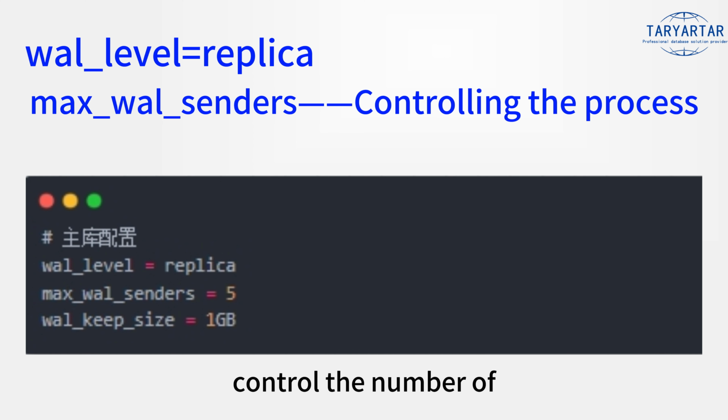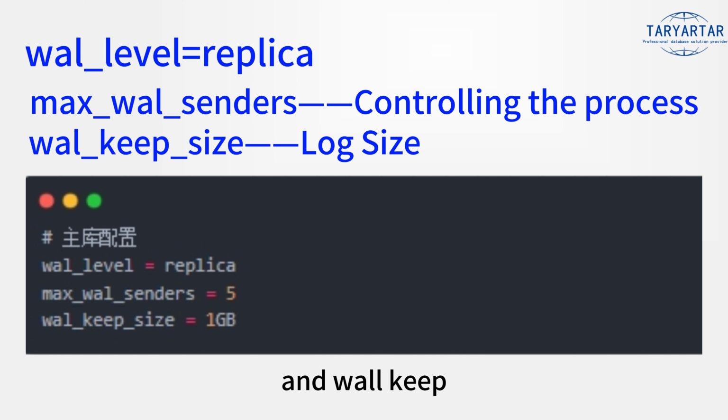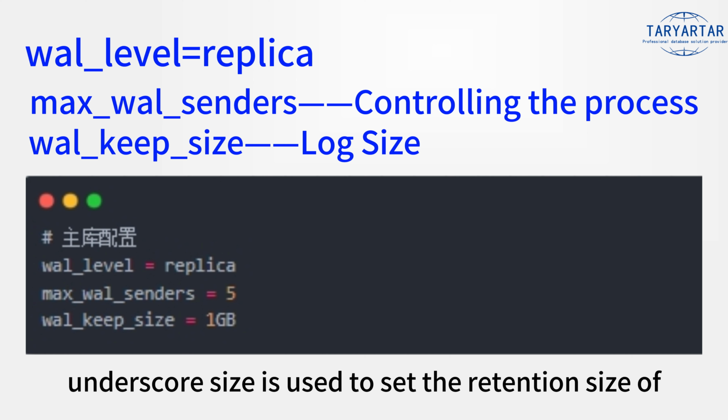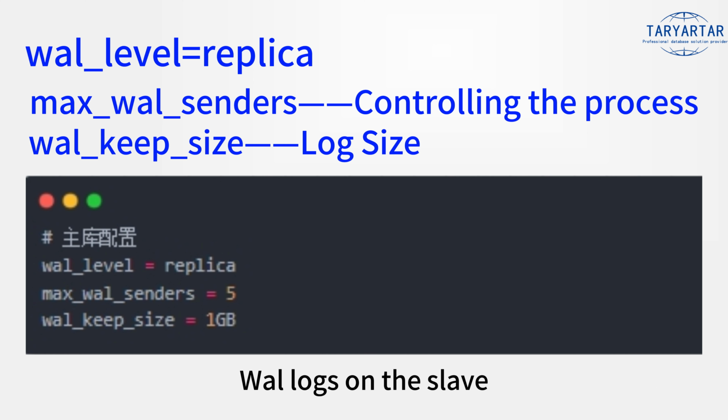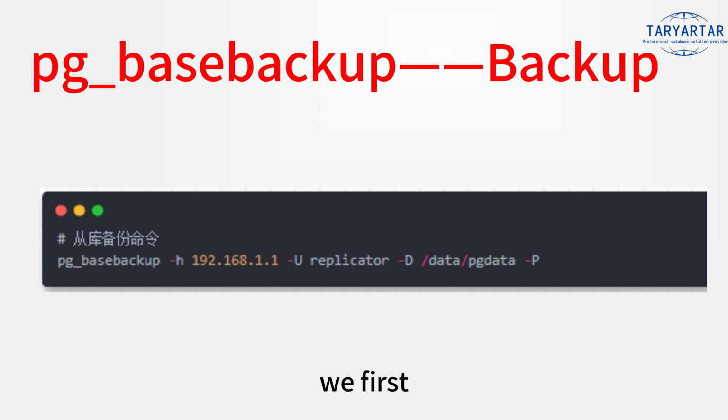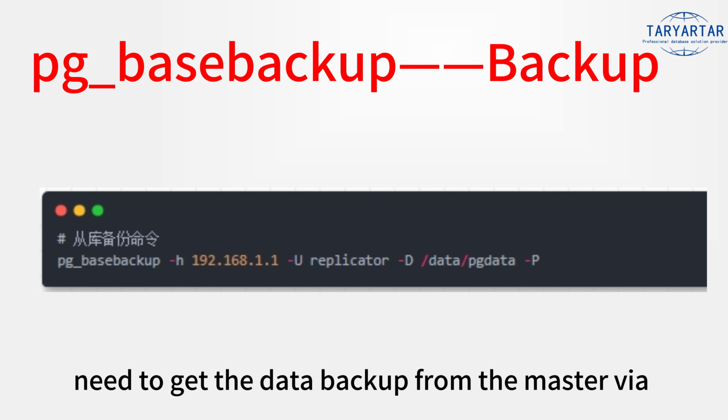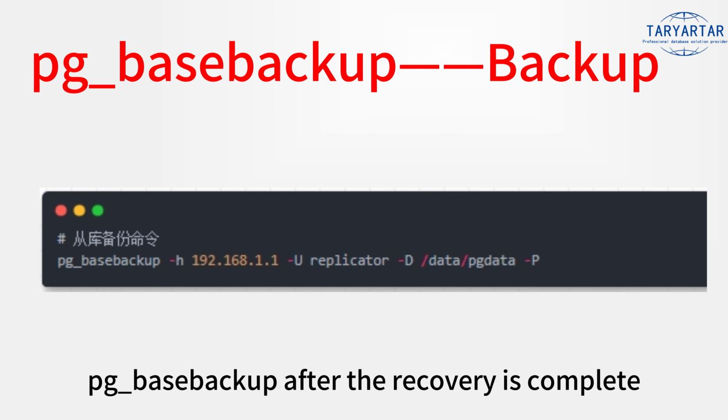max_wal_senders is used to control the number of WAL sending processes, and wal_keep_size is used to set the retention size of WAL logs. On the slave, we first need to get the data backup from the master via pg_basebackup.